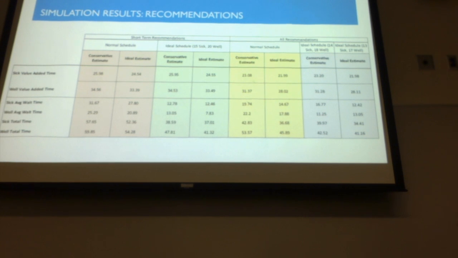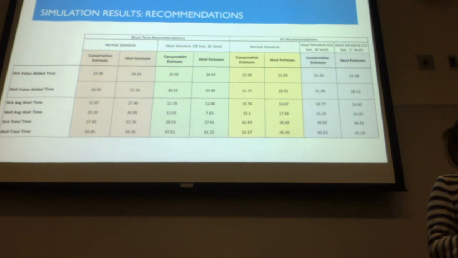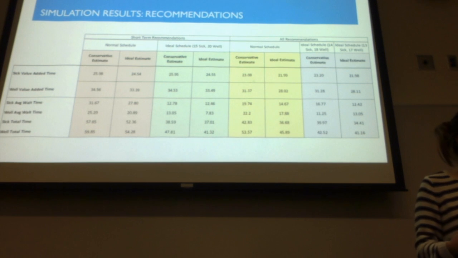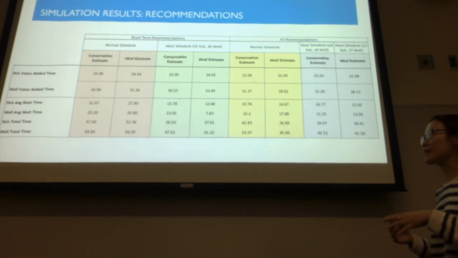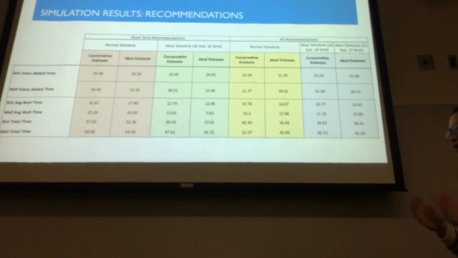So with the recommendations, we have short-term, intermediate, and long-term recommendations put together. For the short-term recommendations, because we have a conservative estimate and an ideal estimate, we don't really know the exact impact that the recommendations will have. If you look at the sick value added time, the conservative estimate, the value added time is the time the patient spends with the provider and the MA.